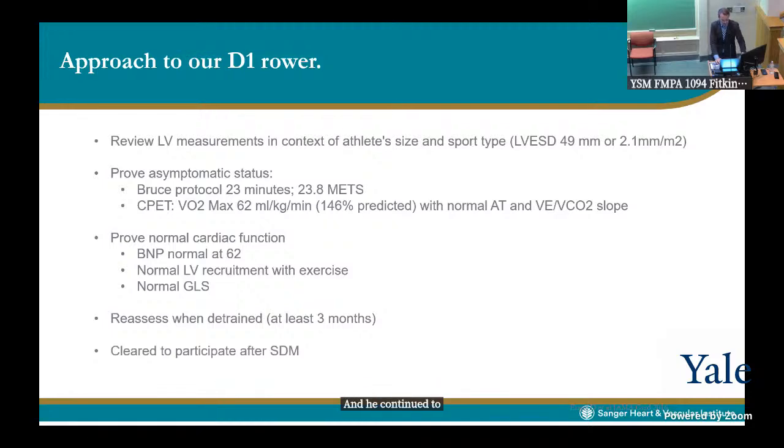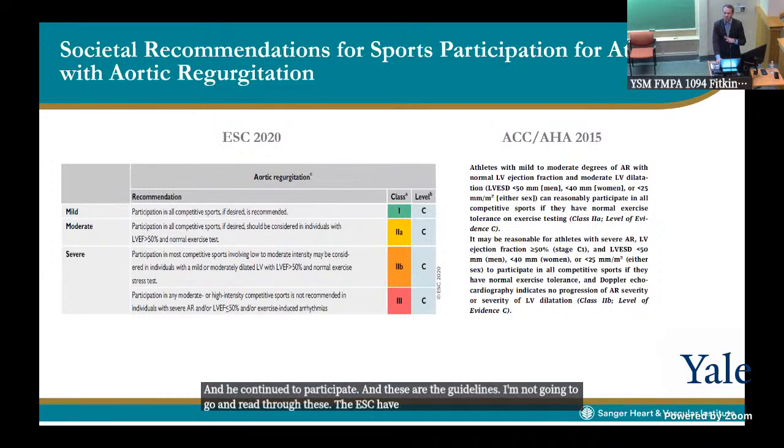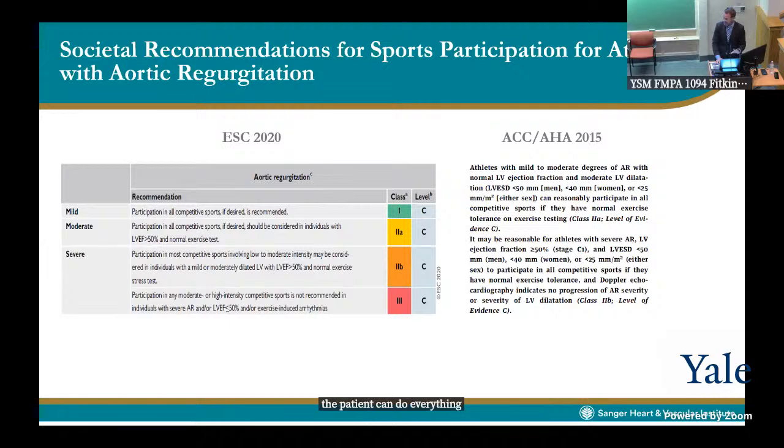And these are the guidelines. I'm not going to read through these. The ESC and the AHA have different guidelines, but essentially they say a similar thing. So long as the patient can do everything on a normal stress test, they should be good to go.